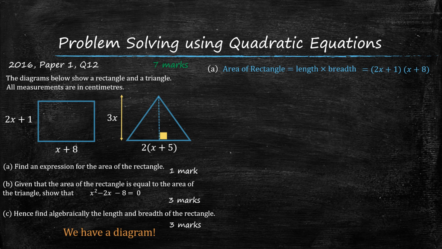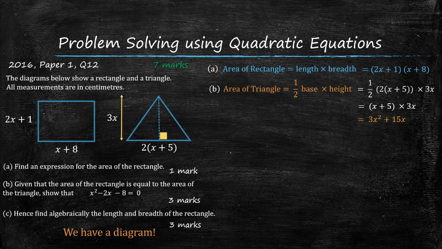Okay, in part B, given that the area of the rectangle is equal to the area of the triangle, show that x squared minus 2x minus 8 equals 0. So in part A, we developed an expression for the area of the rectangle. What we don't have is an expression for the area of the triangle. So let's develop one. Area of a triangle is equal to half the base times the height, which would be half of 2 brackets x plus 5 times 3x. A half times 2 is just 1. So this simplifies to x plus 5 times 3x, and multiplying out the brackets, we get 3x squared plus 15x.